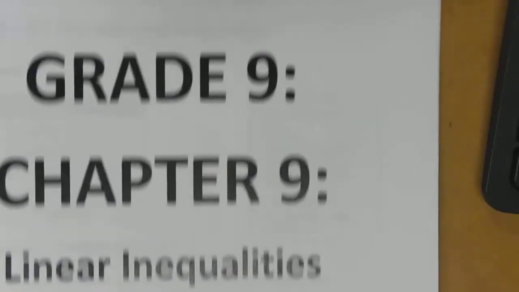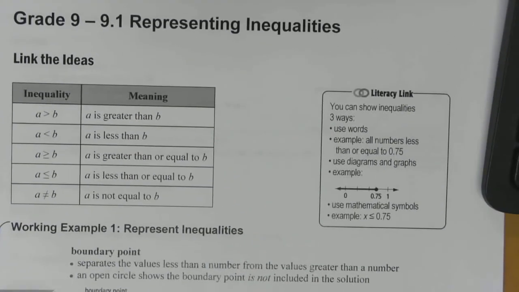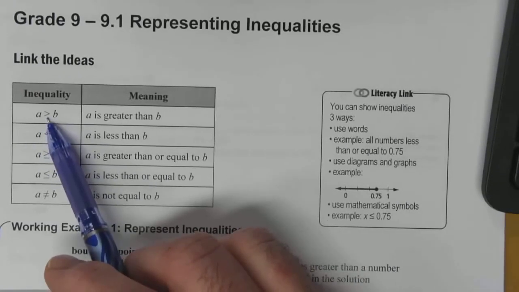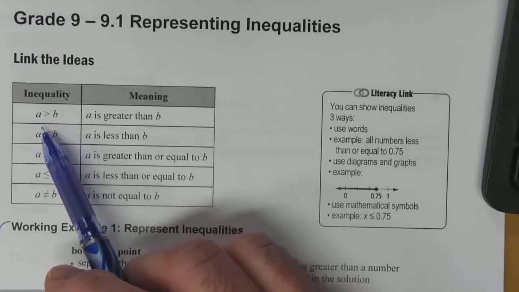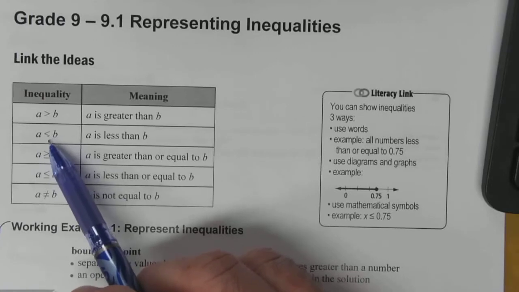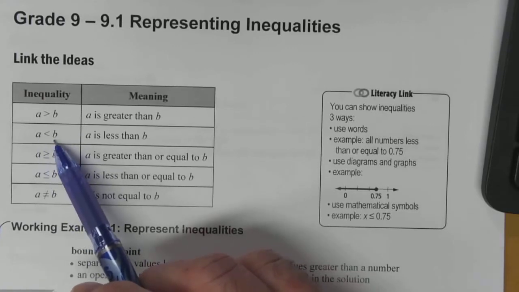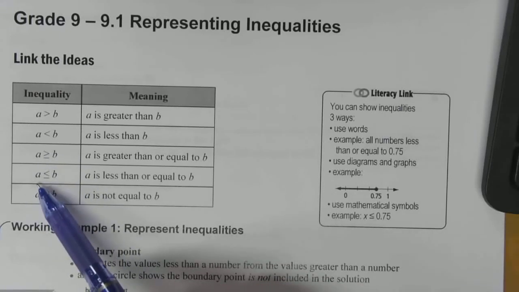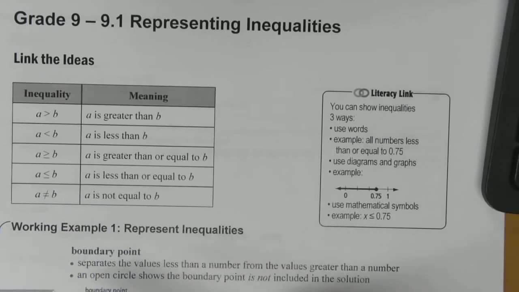Let's have a look at section 1, representing inequalities. There are some definitions to review, just to remember what you've learned previously. This symbol here means that A is greater than B. So it opens to the bigger value, which means that this other one means A is less than B. Now if we add a line underneath it, that means A is greater than or equal to B, and A is less than or equal to B on this one. And we can say that A is not equal to B by drawing a diagonal line through our equal sign. So A is not equal to B.